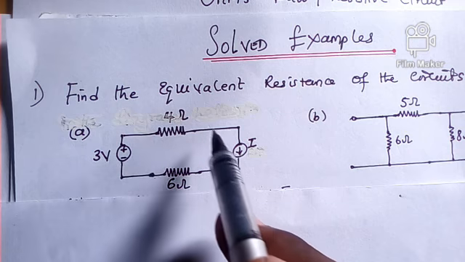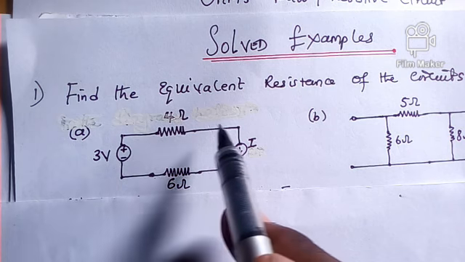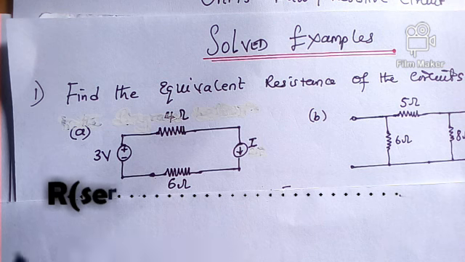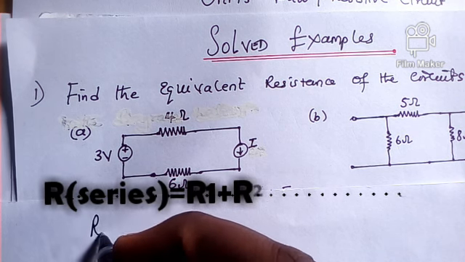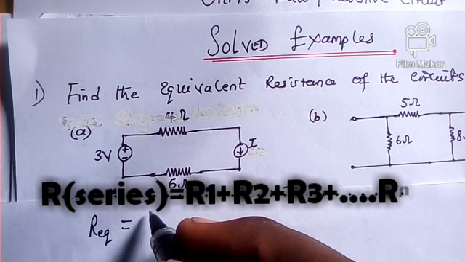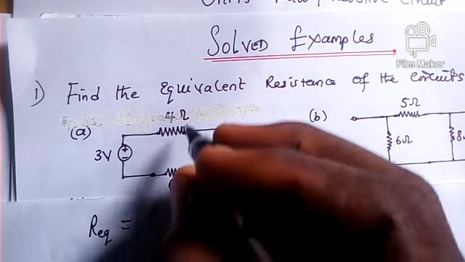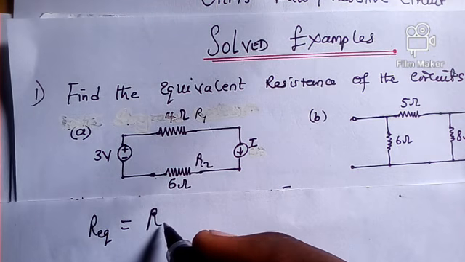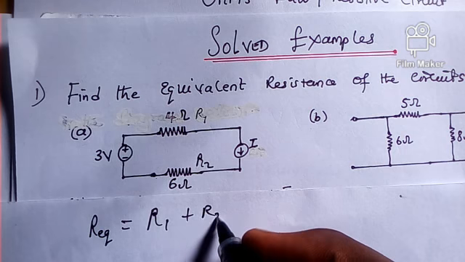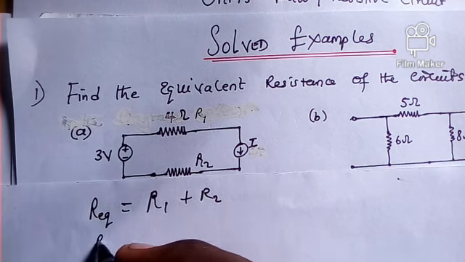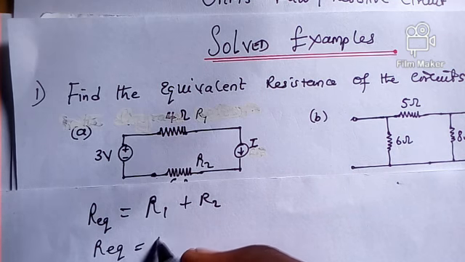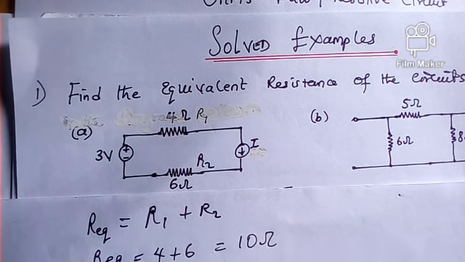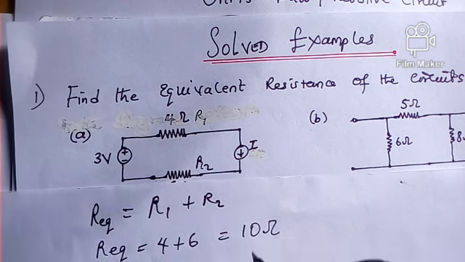So when resistors are in series, what did Ohm's law tell us to do in order to find the equivalent resistance? You simply add. Let me label this resistor as R1 and this as R2. Because they are in series, the equivalent resistance is R1 plus R2. When we add that up, the equivalent resistance is simply 4 plus 6, and that gives me 10 ohms. That is very simple, and that's the final answer.